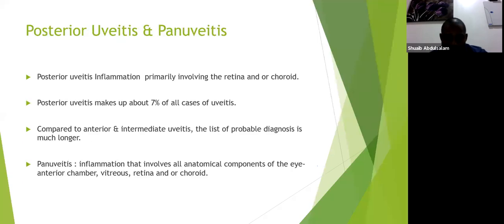So for posterior uveitis and panuveitis, in posterior uveitis, inflammation is primarily involving the retina and the choroid. Posterior uveitis makes up about 7% of all cases of uveitis. Compared to anterior and intermediate uveitis, the list of probable diagnoses is much longer. It probably has the highest number of probable diagnoses you can have. When you talk about panuveitis, it means inflammation involves all the anatomical components of the eye: the anterior chamber, vitreous, retina, and choroid.